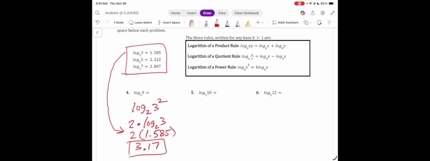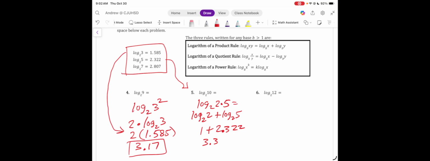Okay, log base 2 of 10. So think about how we can use 10. Well, they do give us log base 2 of 5, and we know log base 2 of 2. So log base 2 of 10 is 2 times 5. That changes to an addition of log base 2 of 2 plus log base 2 of 5. Log base 2 of 2 is 1. Log base 2 of 5 is 2.322. So add those together, 3.322.